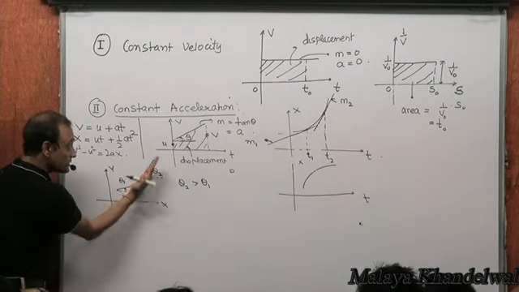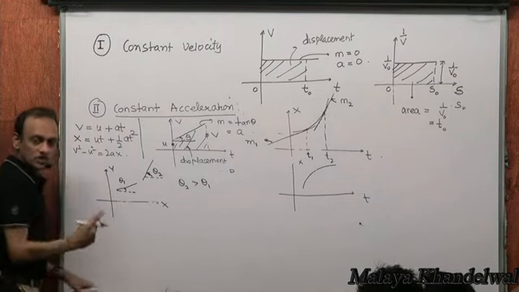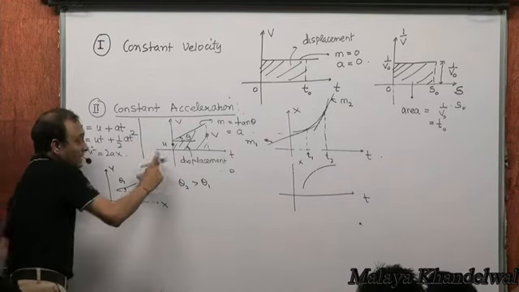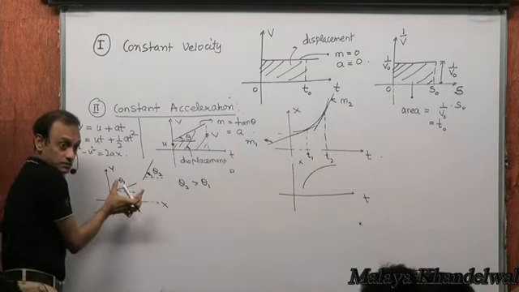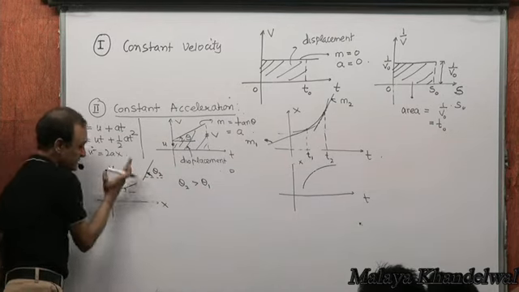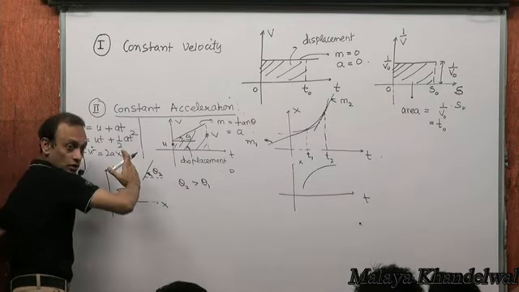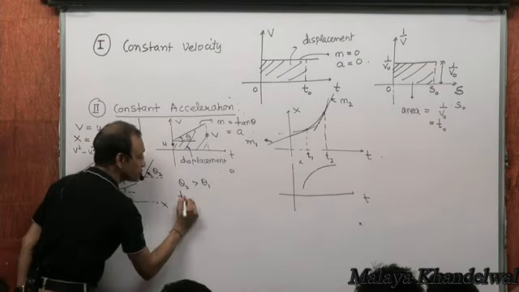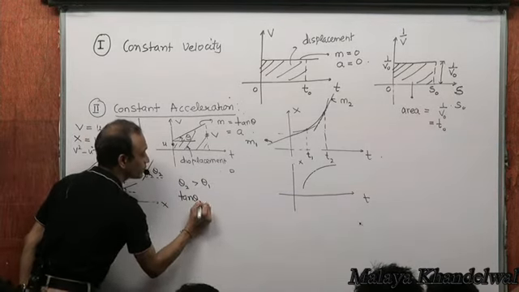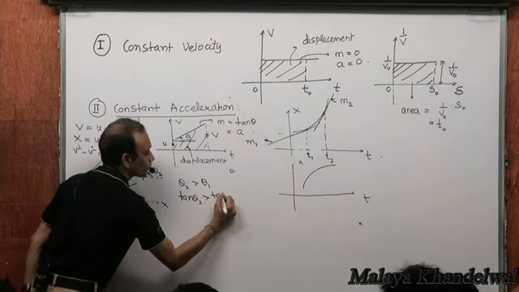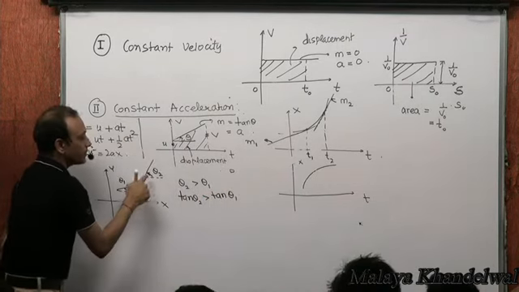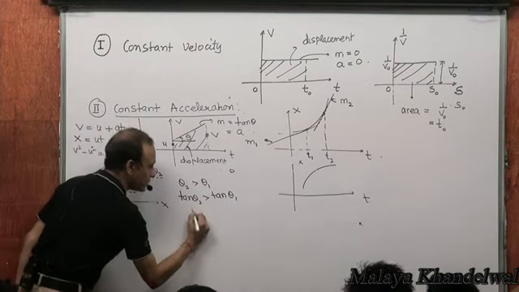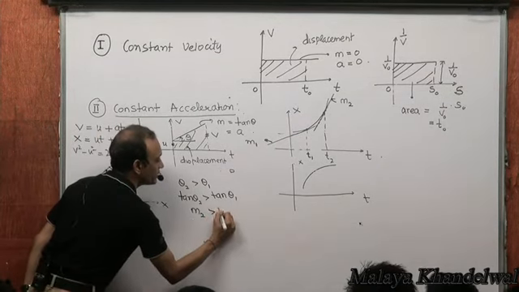In this case, this line is more vertical than this line. See, loosely speaking, this line is more vertical than this line, isn't it? This line is more horizontal, this line is more vertical. So theta 2 is more than theta 1. So tan theta 2 will be more than tan theta 1. Tan theta 2 is the slope of this line, m2. So m2 is more than m1.